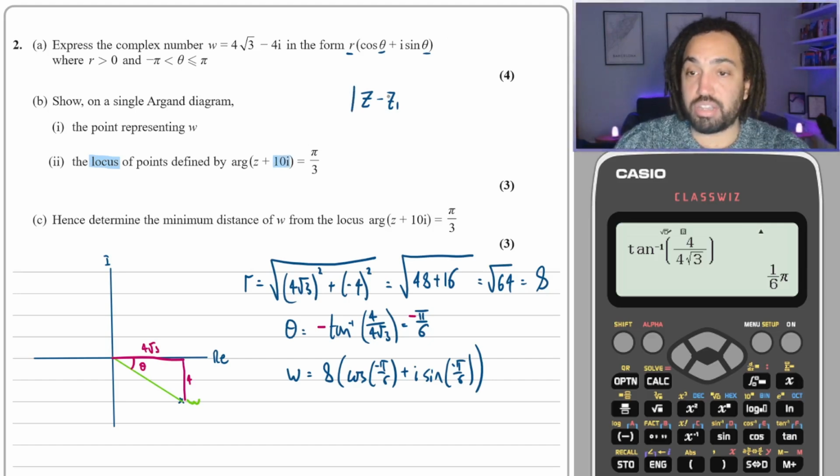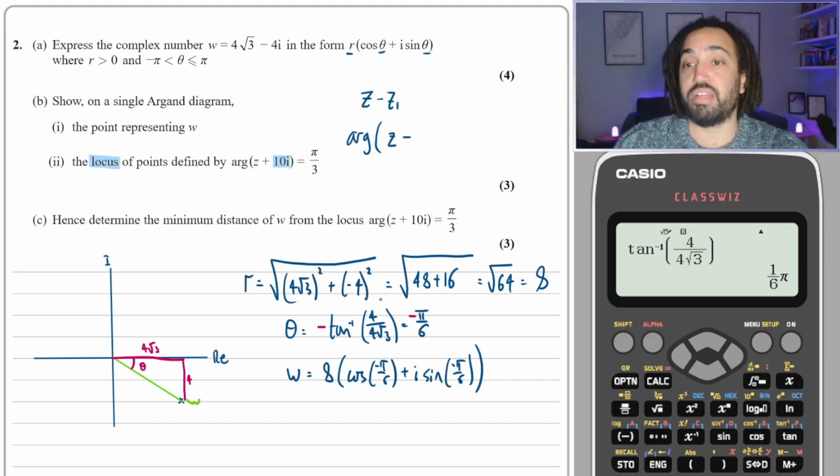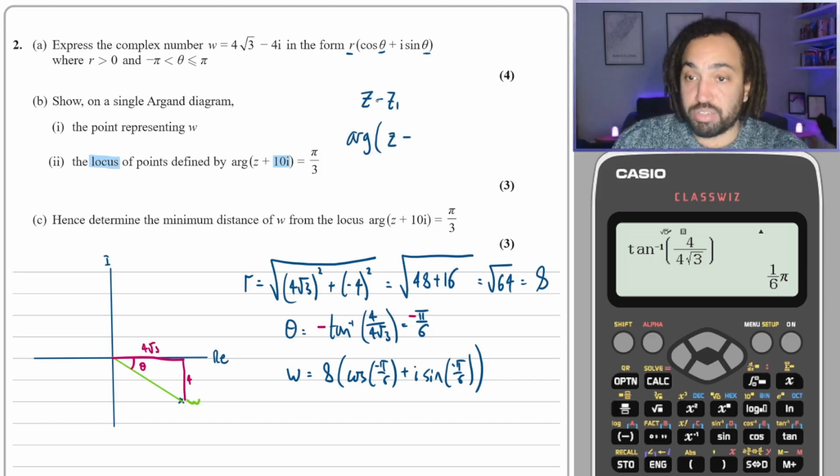Okay, so how am I going to do that? Well, I need to rearrange this to write it as the argument of Z minus something, because I'm always looking at the difference. So what do I need to put in here to make plus if I've already got a minus? Well, it needs to be minus 10i. So that's the complex number Z1, which I'm going to base my argument around. And it's minus 10i.